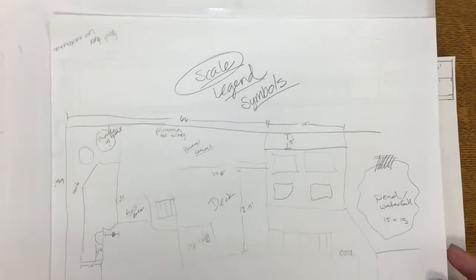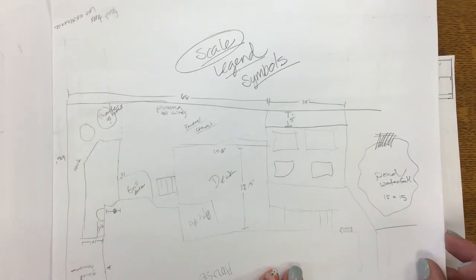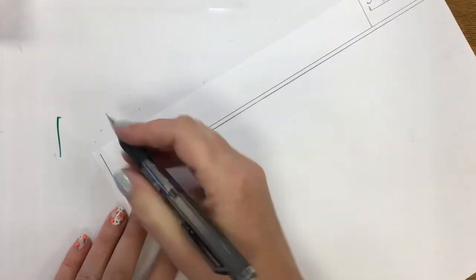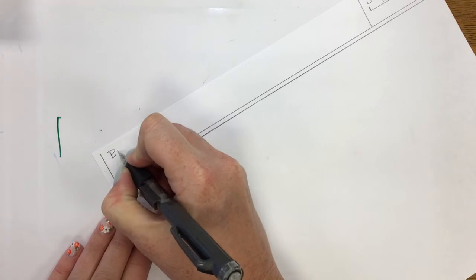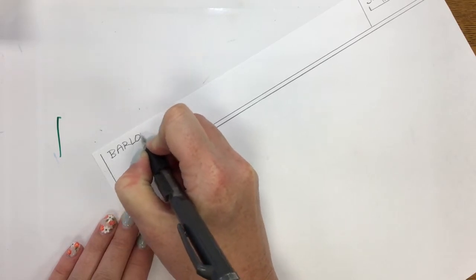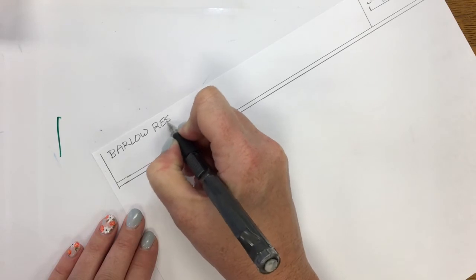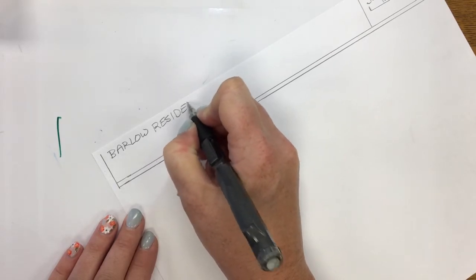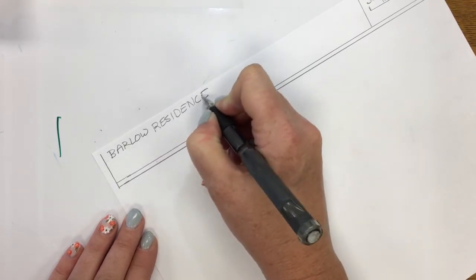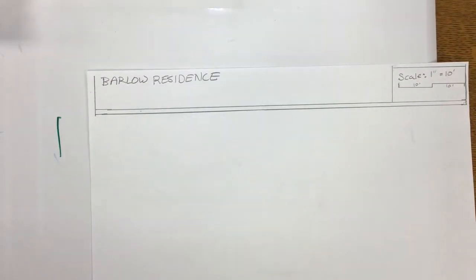Okay. This plan that I went out and talked to, this is for a Barlow home. This is for my sister-in-law, Shelley. So I'm going to just write the Barlow home. Right here is where I'm going to put the name. So in my plan now has a name. Okay, there's our plan title.